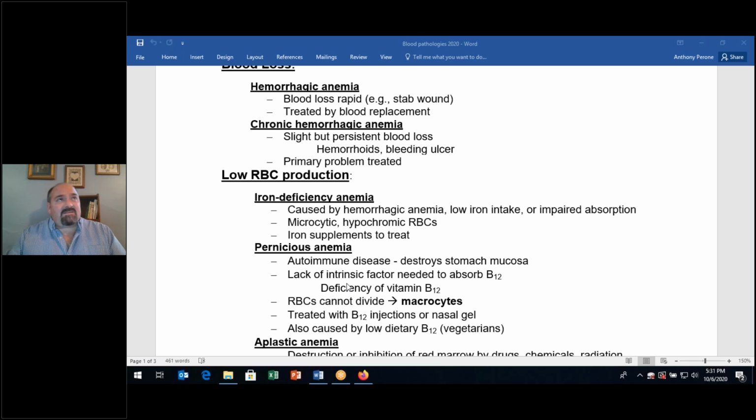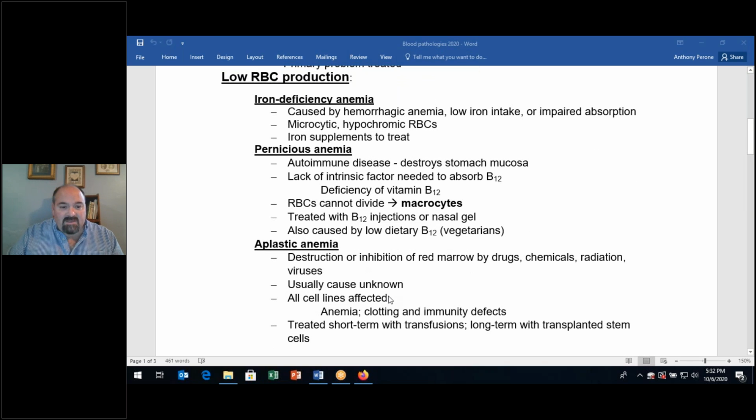What will happen then, and we'll see this as far as in the digestive system, is a lack of intrinsic factor needed to absorb B12, which can cause a deficiency. So red blood cells can't divide. We end up having these cells that are non-functioning, right? As a result, we can have issues with transport of oxygen to the tissue and red blood cell production.